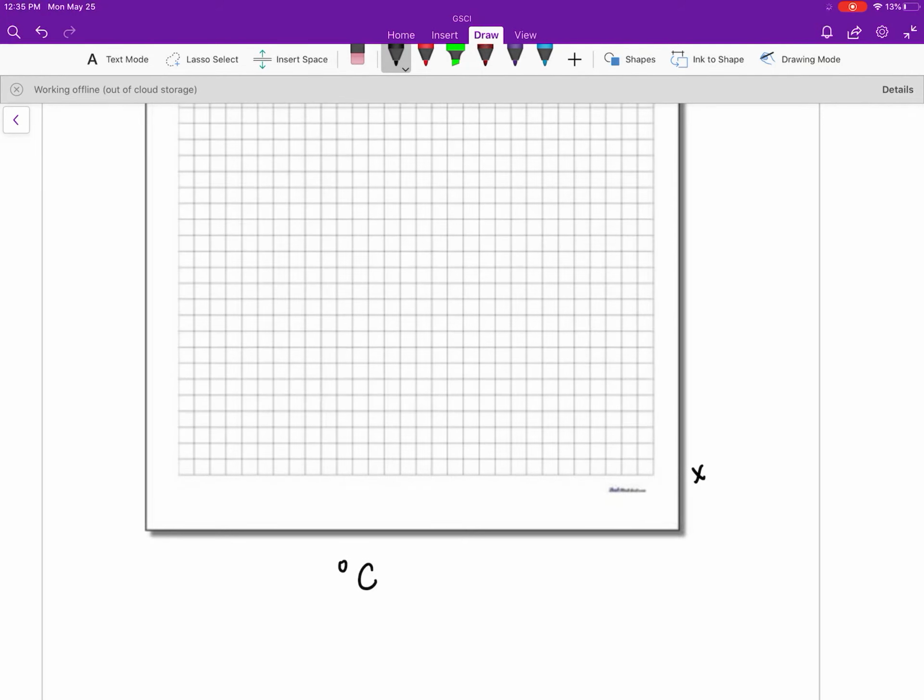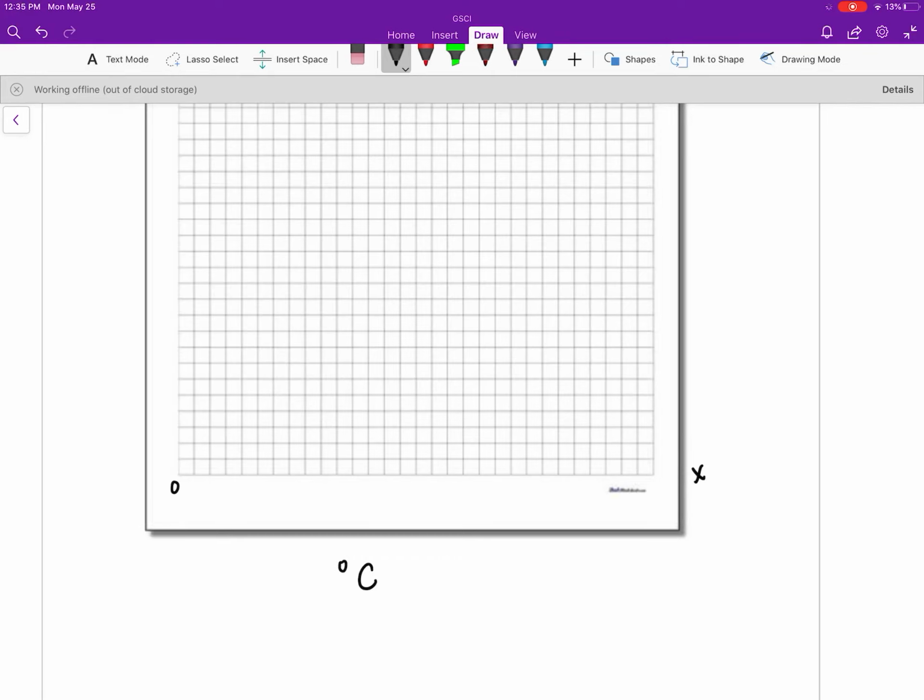So I'm going to count the lines: 1, 2, 3, up to 31. The reason why I did this is because I'm going to try to maximize my entire graph. So if I take 100 and divide it by 31, that means each line is worth about 3, and that's kind of a lot. So I'm going to do every other line, so every line will be 5.